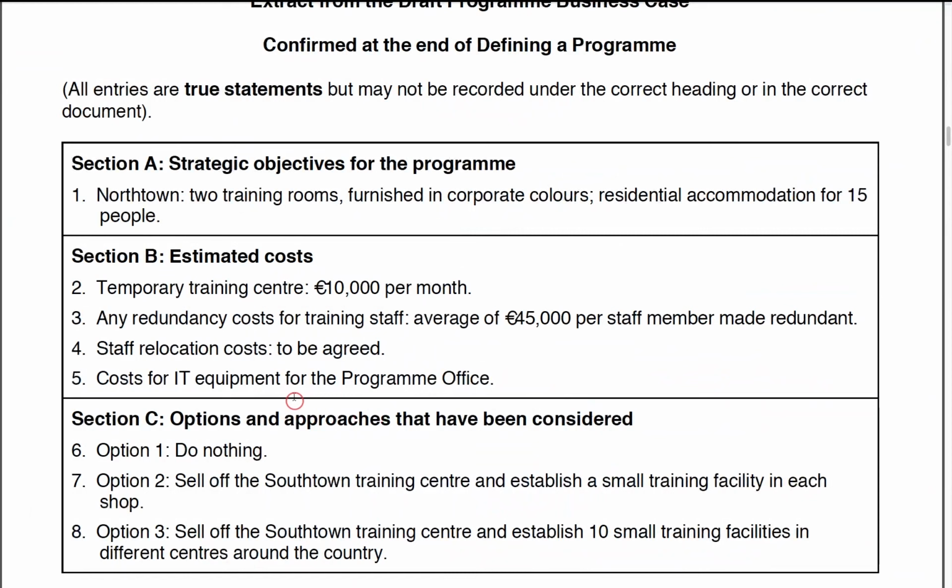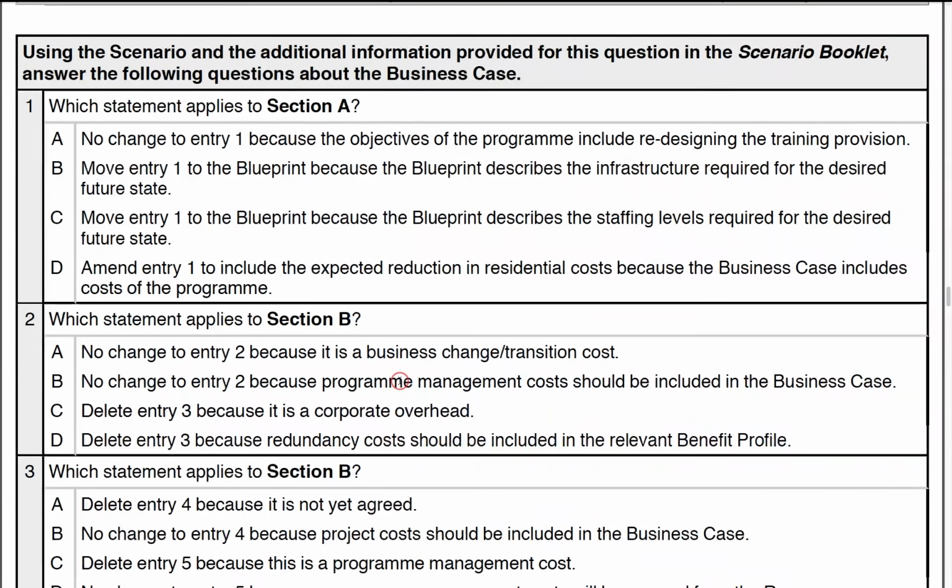But that isn't, because this is actually any redundancy costs, average may be redundant. So we need to incorporate that too, because it has an impact on the overall benefits, etc., and therefore should be in the benefits, in the business case. And the last statement says delete entry 3 because redundancy costs should be included in the relevant benefits profile. Well, that's not true either. They need to be realization benefits in the profile to relate it, but not when these are business costs.